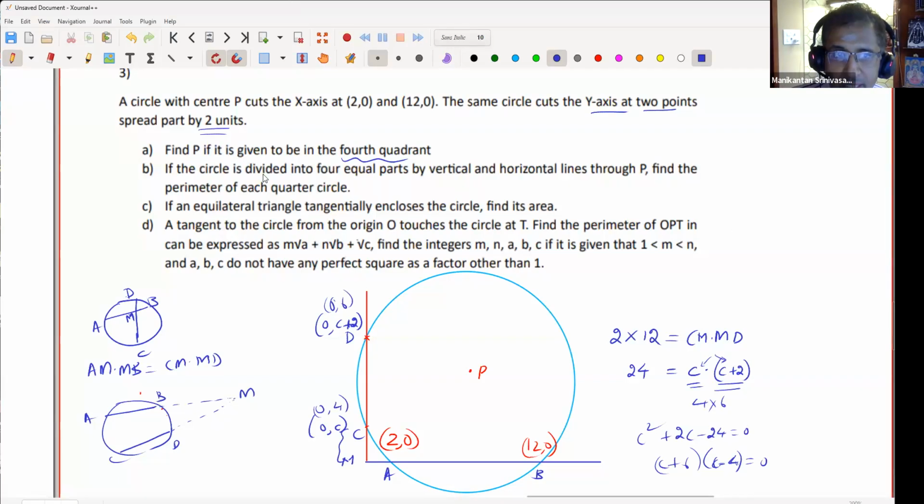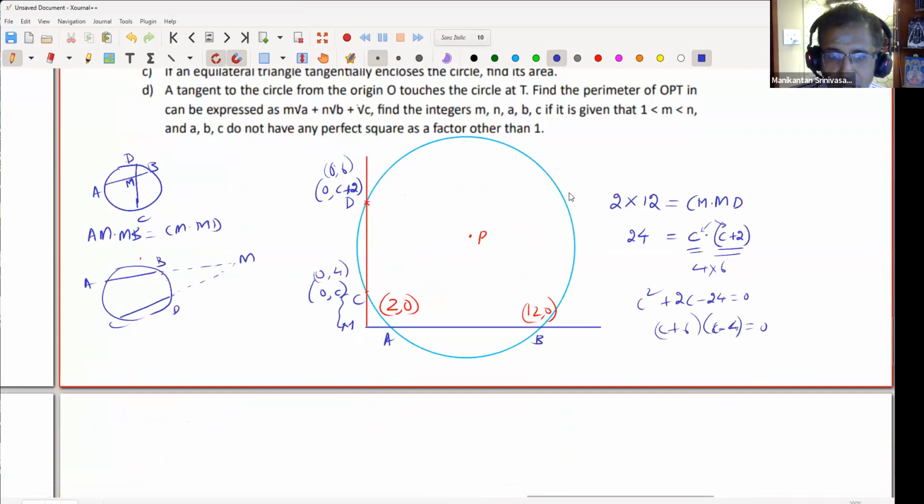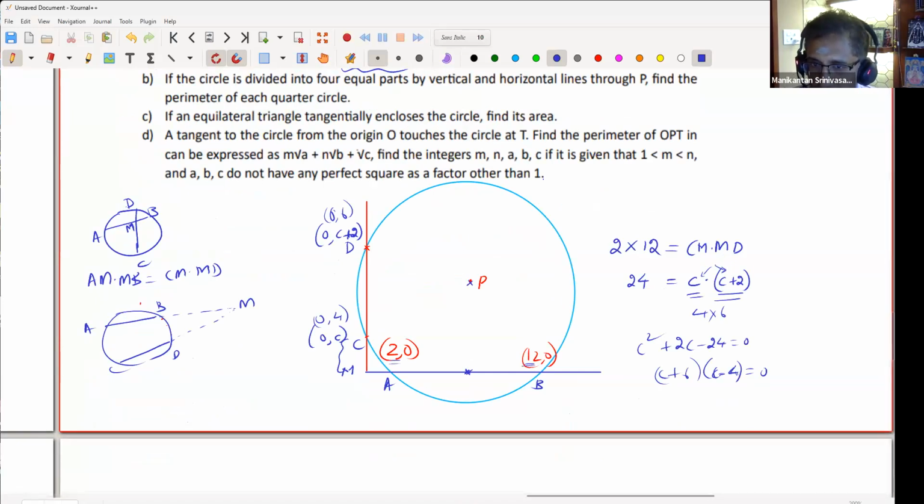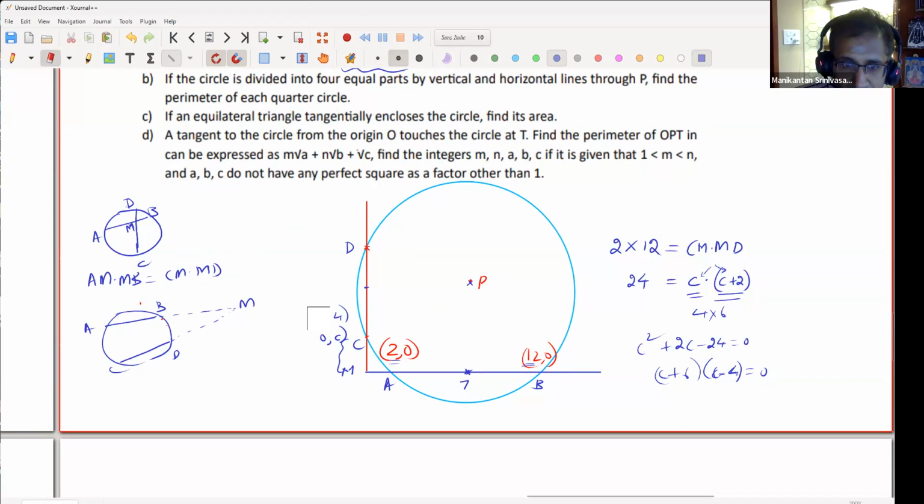But the question is, if P is given to be in the fourth quadrant. Had it been in the first quadrant like this, then the center of the circle won't be the average of A and B. So whoever said average of A and B are partially right. This portion will be half of the x coordinate. So the average of 2 and 12 would be 12 plus 2 divided by 2, which is 7. And this center would be the average of your 6 and 4, right? We got 6 and 4 here. I'll just say this is 6 and this is 4. I'll erase this.